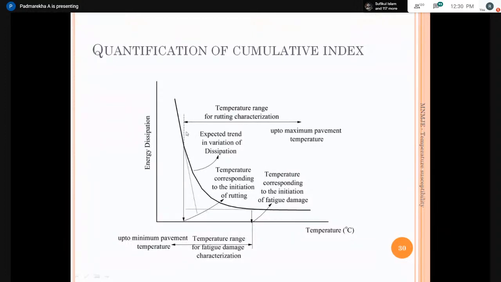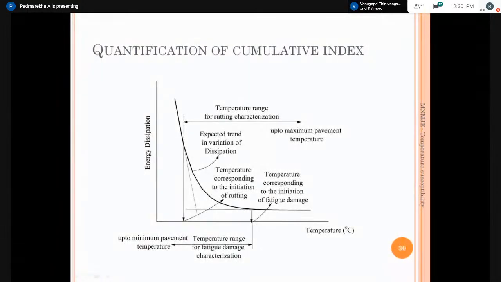Now, what do I define? I define a minimum temperature based on the energy dissipation value. So I define a low temperature for rutting. The temperature corresponding to the initiation of rutting is defined based on the energy dissipation. Let me take this as the temperature corresponding to the initiation of rutting. Above this temperature, I measure the cumulative deformation from the energy dissipation and use it to characterize the rutting.